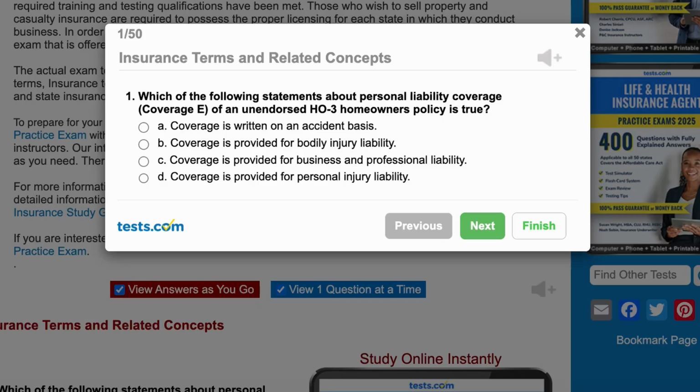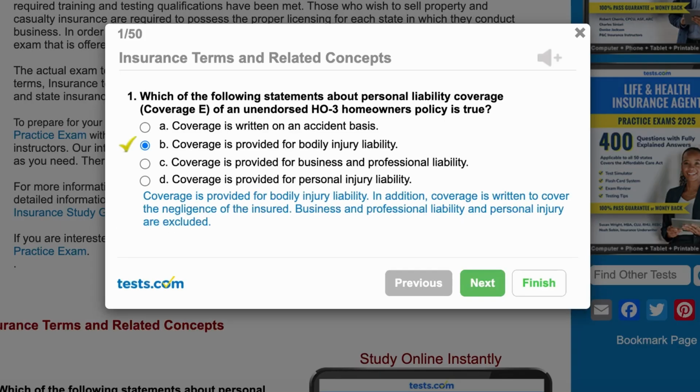Question number 1. Which of the following statements about personal liability coverage, Coverage E, of an unendorsed HO3 homeowners policy is true? A. Coverage is written on an accident basis. B. Coverage is provided for bodily injury liability. C. Coverage is provided for business and professional liability. D. Coverage is provided for personal injury liability.